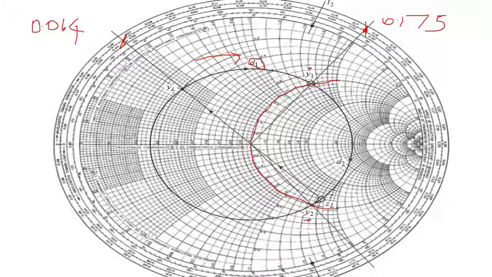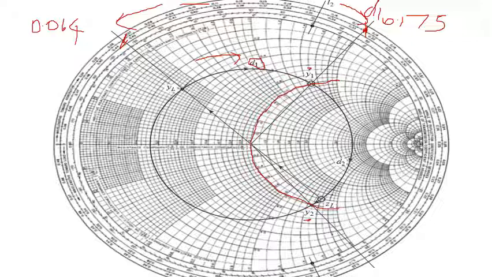It is 0.175 minus 0.064. So I'm just marking it for you all. This is going to be your D1. And this is your D1. Similarly, can you find D2 for me?